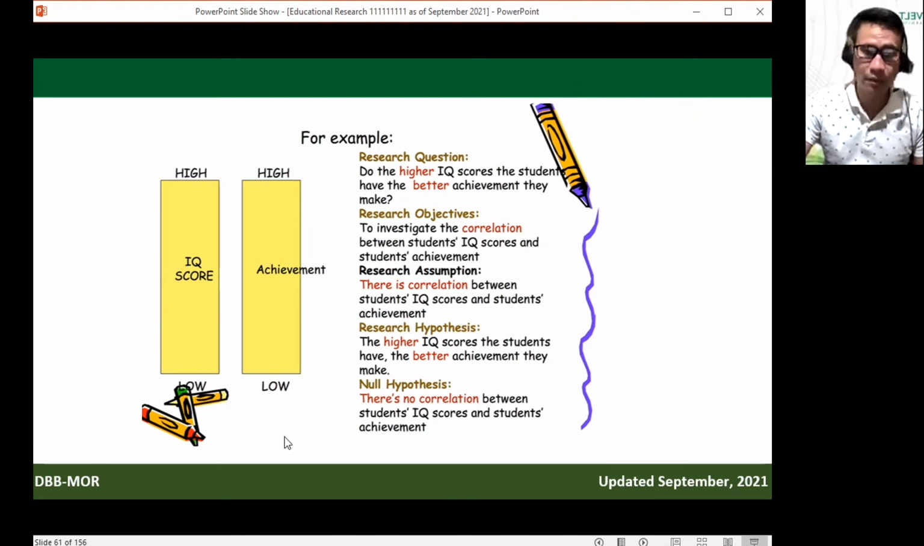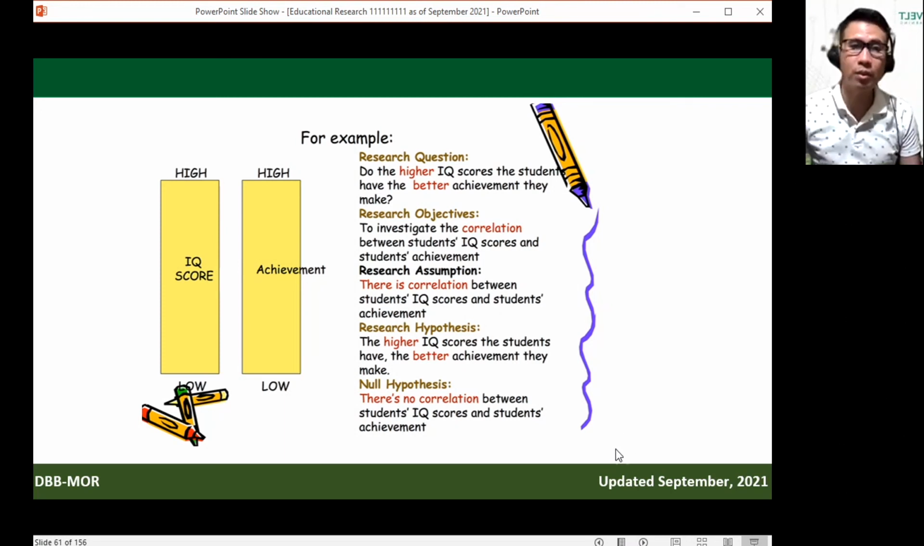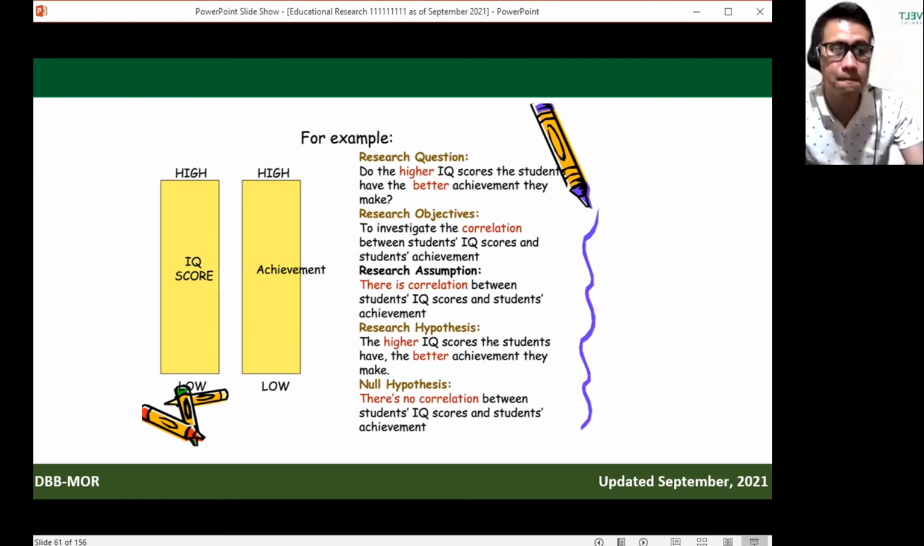And the assumption, remember, there will be an assumption when you do correlational research. There is a correlation between students' IQ scores and students' achievement, always in a positive note. And then the hypothesis: the higher IQ scores the students have, the better achievement they make. So our aim is always to reject the null hypothesis and then accept, of course, our alternative hypothesis. The null hypothesis: there is no correlation between students' IQ scores and students' achievement. That's why we are doing the correlational research, because we want to show that there is a relationship. So the null hypothesis should be rejected. We want to reject the null hypothesis and show that there is a relationship between the IQ score and the achievement of the students.